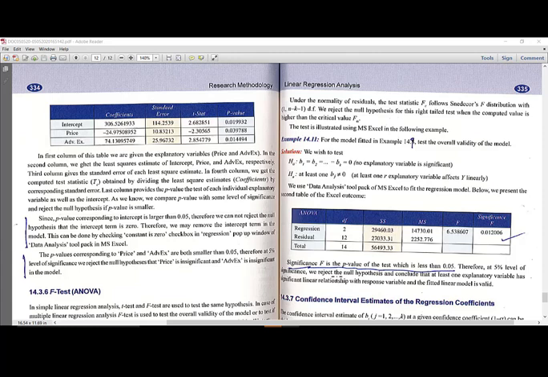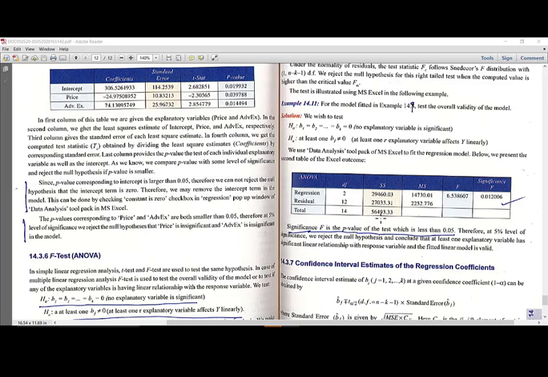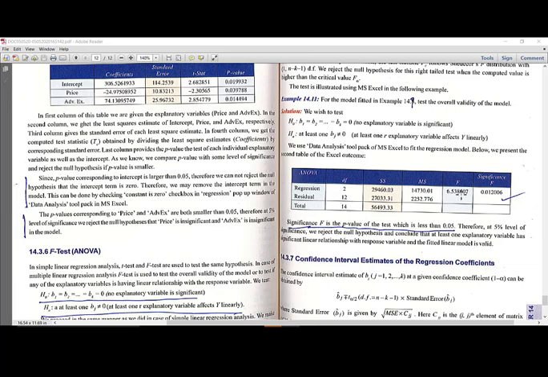If we go for the F test for this example, we have these values: regression degrees of freedom 2, residual degrees of freedom 12, and total 14, then the SS values, the MS values, and the F value. This 6.538607 is the F value, and the significance F is actually the p-value. This p-value is to be compared with our level of significance of 5%, that is 0.05. As 0.012006 is less than 0.05, we can say that at 5% level of significance, we reject the null hypothesis and conclude that at least one explanatory variable has a significant linear relationship with the response variable and the fitted linear model is valid.